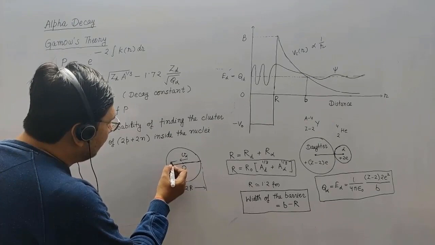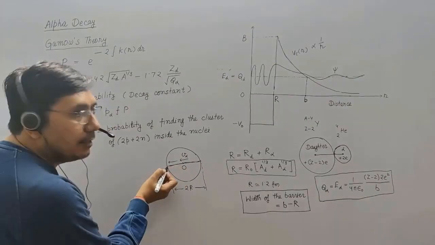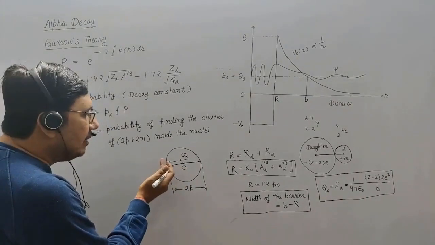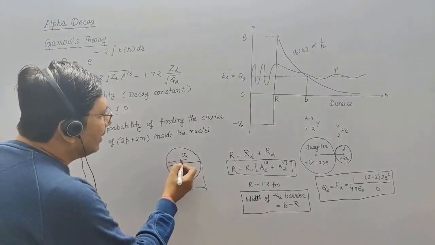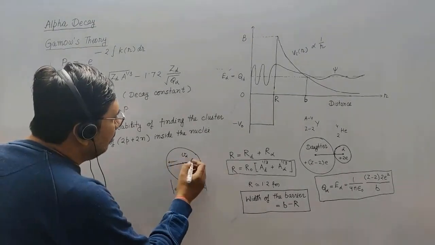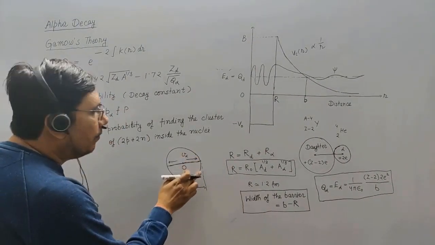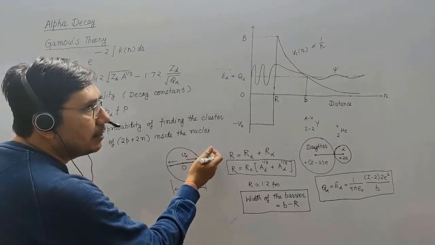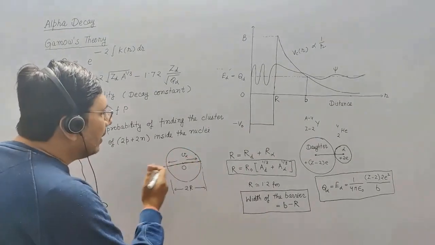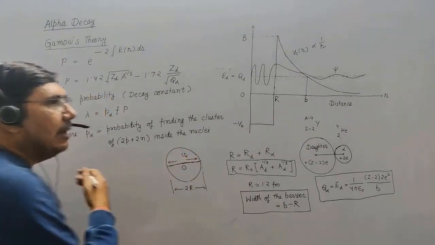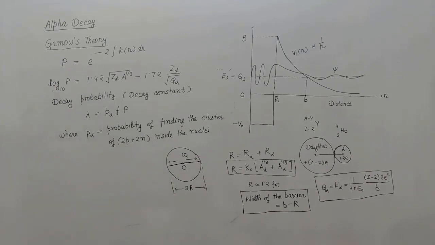It is going to this side, it will strike this surface. Either it will move out or it will be reflected back. In that case, it will move in this direction. Again, it will strike the surface of the nuclei. Either it will pass or it will be reflected back. So in this way, this alpha particle will start oscillating to and fro.